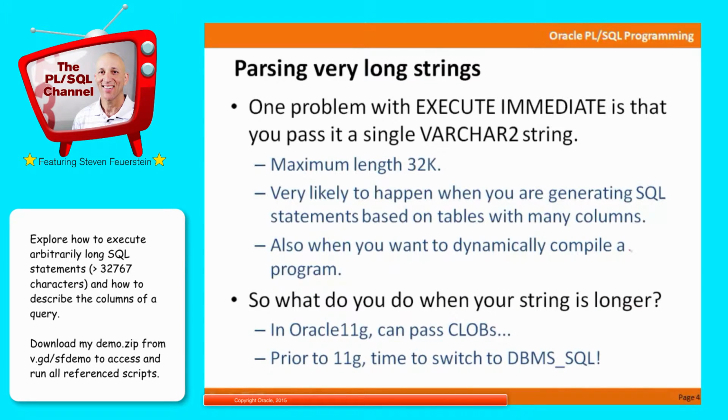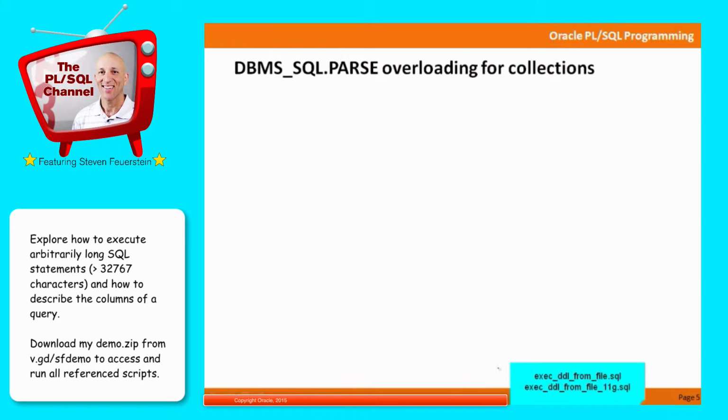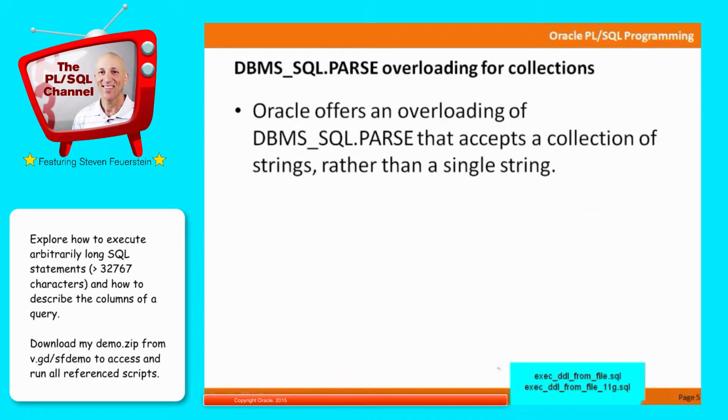Well, basically, if you're on 11G, no problem, because execute immediate now supports accepting clobs. Prior to 11G, it's time to switch to DBMS SQL. So let's take a look at these two options. First of all, the easy one, let's just take a look at executing a DDL from file program with 11G.